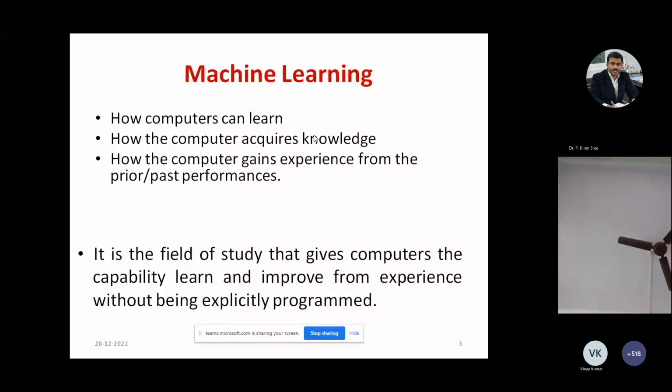Machine learning is a field of study that gives the computer the capability to learn and improve from experience without being explicitly programmed. This is the quite formal definition of machine learning, which most people know about. It's a field of study which makes a computer learn and improve its experience without being explicitly programmed.